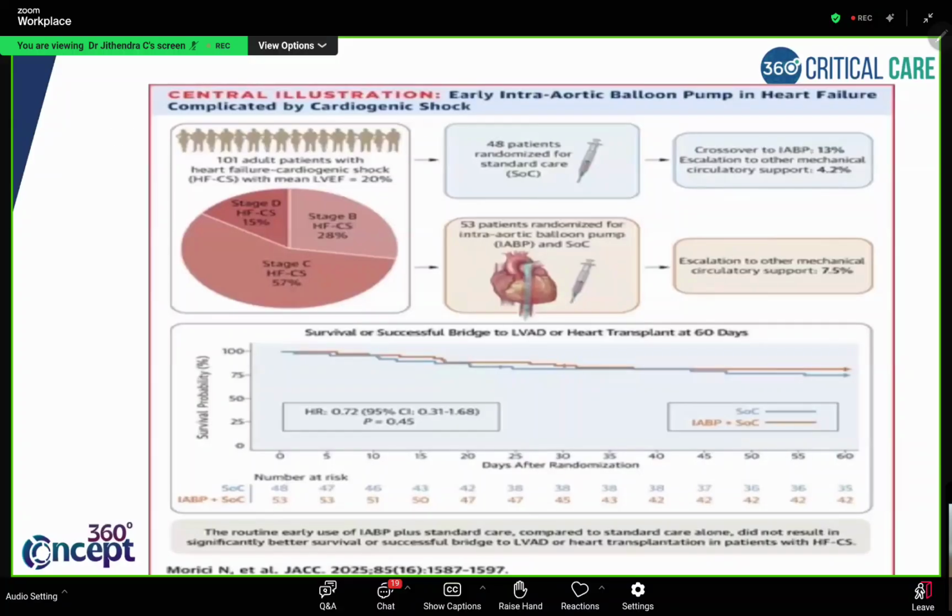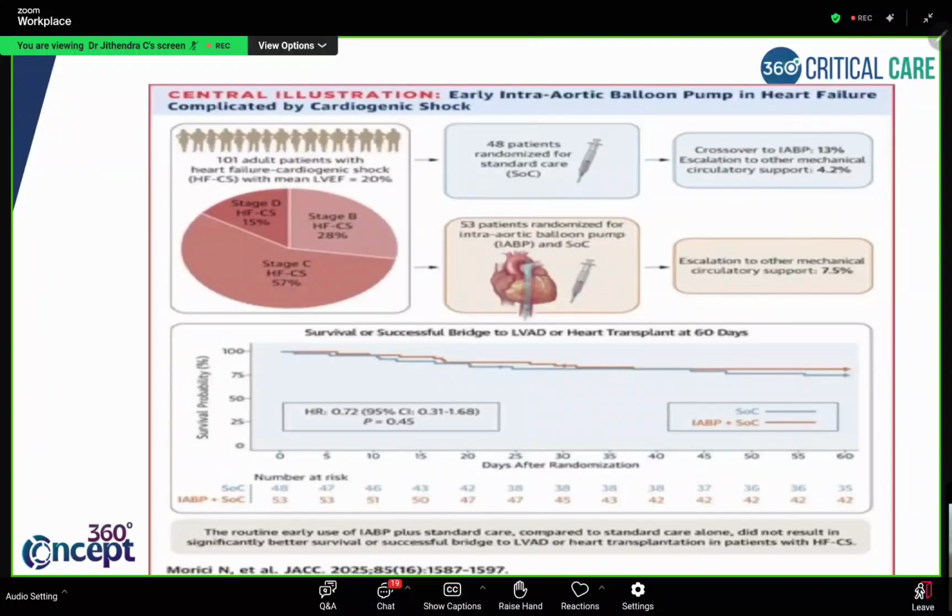Okay. Another large study which was recently published in the Journal of the American College of Cardiology. So this is the study. What was the study about? It was a very small study, where they looked into standard care, that is routine care, versus IABP care for any patient with cardiogenic shock. In heart failure due to cardiogenic shock, they saw what the effect of IABP was.